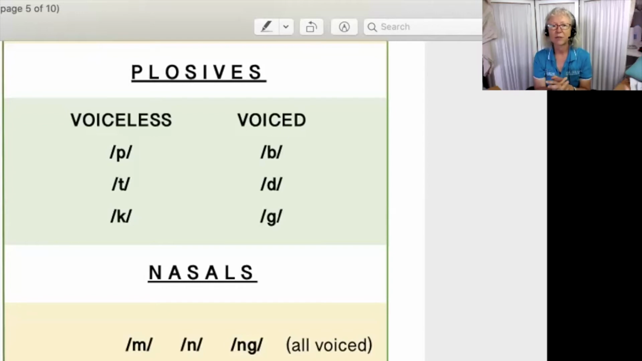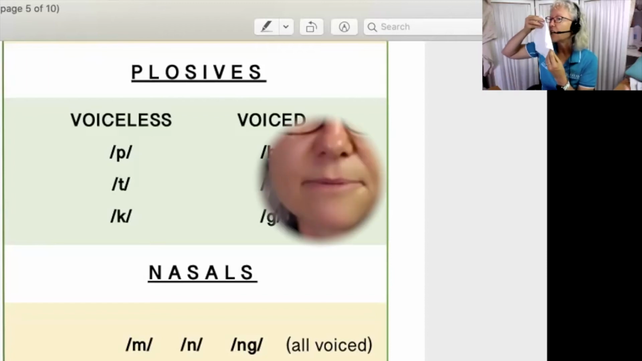So that's where we get the word plosive. It's short for explosive. And plosives are short sounds that cannot be extended. The plosives can be voiceless or voiced. So if you've got a tissue, what's that explosion like? I'm going to do a p sound.